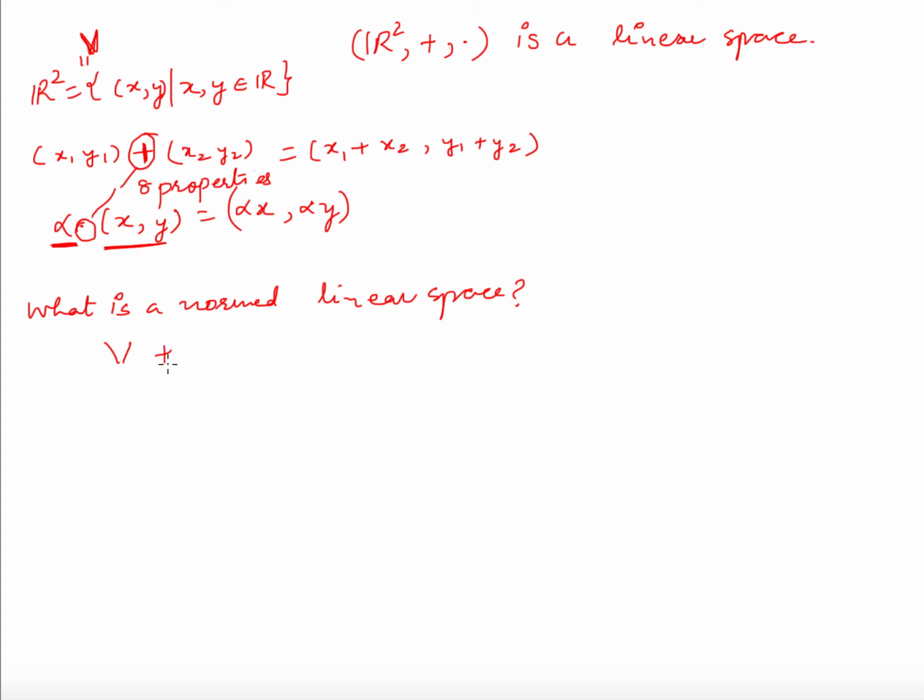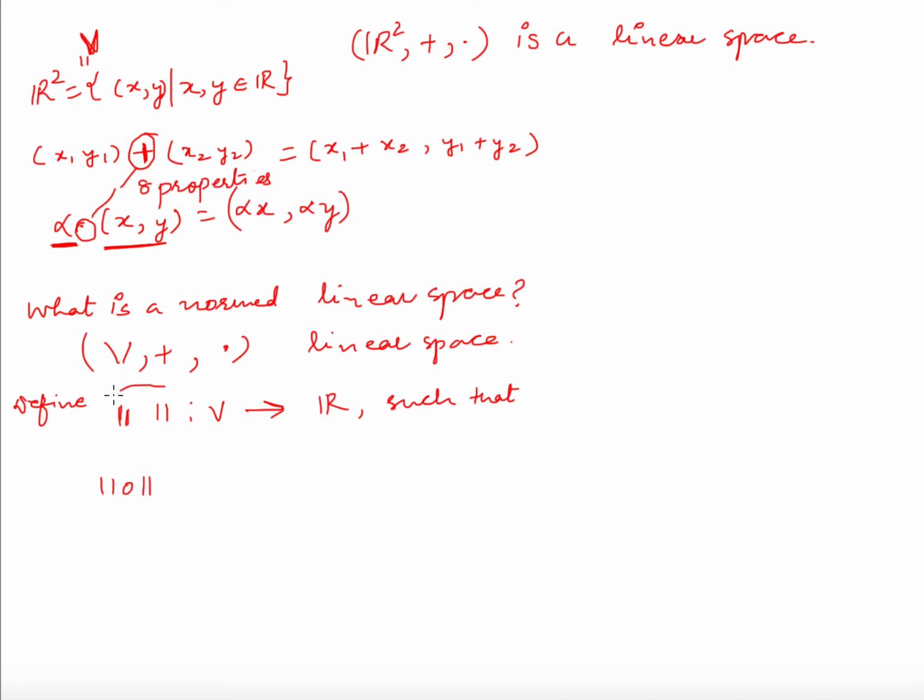I have this linear space. Suppose this is my linear space. After having this linear space, I'll define a map from V to, suppose, R. We are talking about all the real things. This map should be such that, we know there is a zero element in V. This is called norm. This map is called norm.